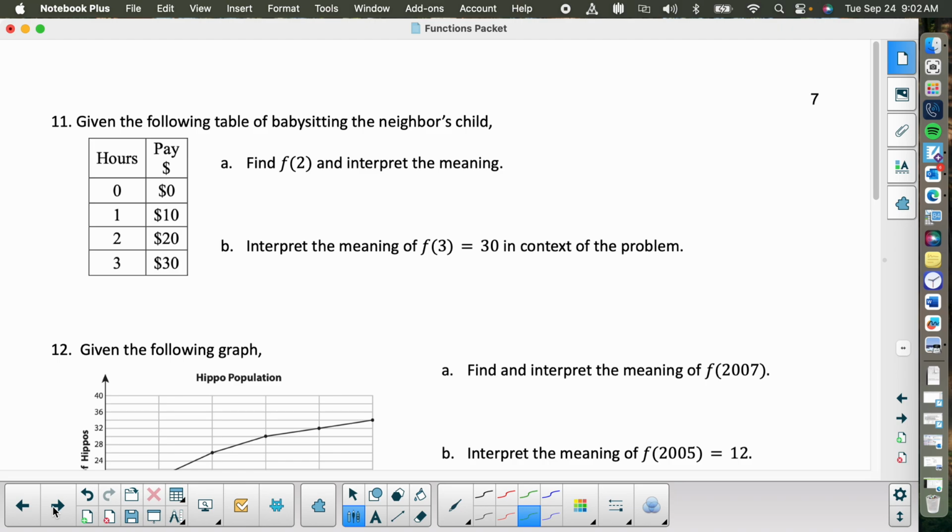Are you ready to help me? I'll let you take your pick of any of those, because they're all sort of similar. Would you rather me go to the hippos or the babysitting? Okay, babysitting it is. A or B? B. Interpret the meaning of f of 3 equals 30 in context of this problem. Babysitting 3 hours for 30 dollars. Perfect.